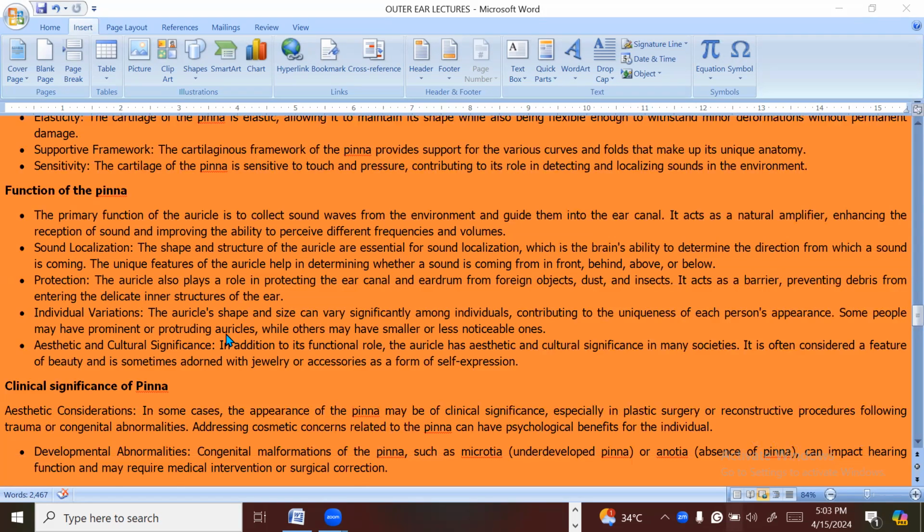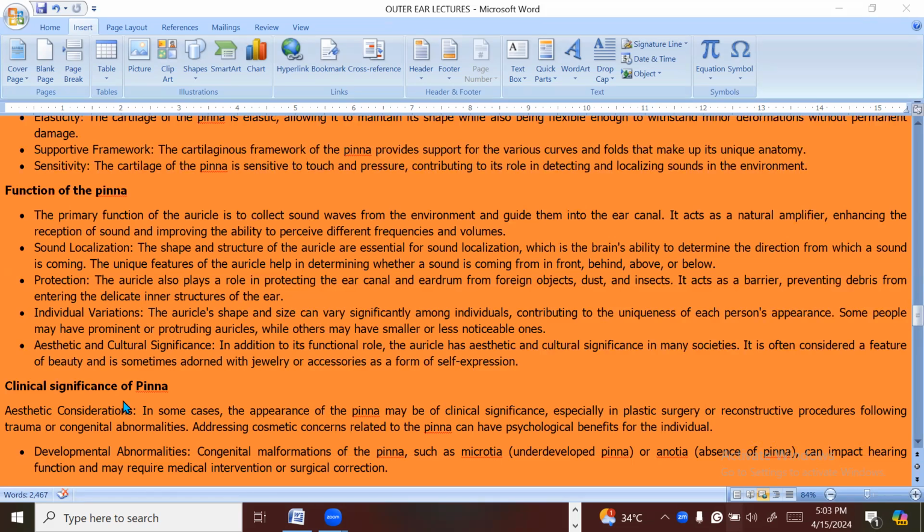Another function of the pinna is aesthetic and cultural significance. In addition to its functional role, the auricle has aesthetic and cultural significance in many societies. It is often considered a feature of beauty. In some cultures, it is adorned with jewelry or accessories as a form of self-expression. So the ear performs that aesthetic function, and also contributes to our individual uniqueness and appearance.